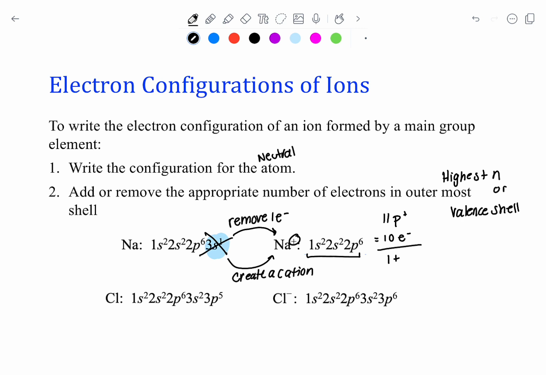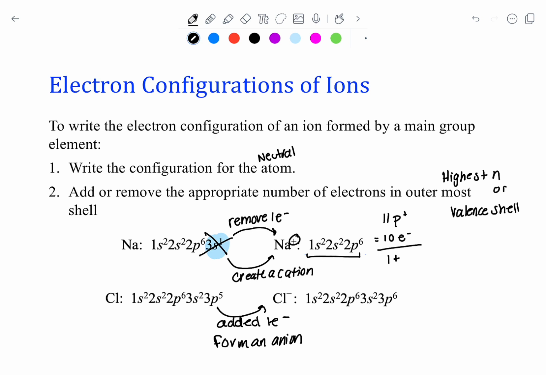Okay, let's look at an anion. Let's look at chlorine. Chlorine is 1s2, 2s2, 2p6, 3s2, 3p5, and we're creating a chlorine 1- ion, so we've added one electron to form an anion. Okay, so it's a negative ion. We have a negative charge on there.